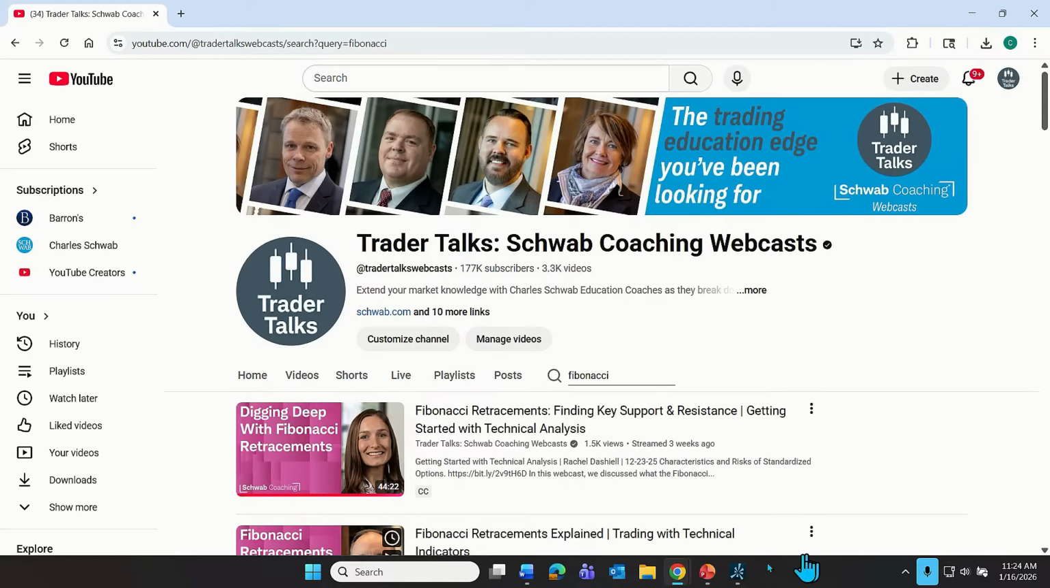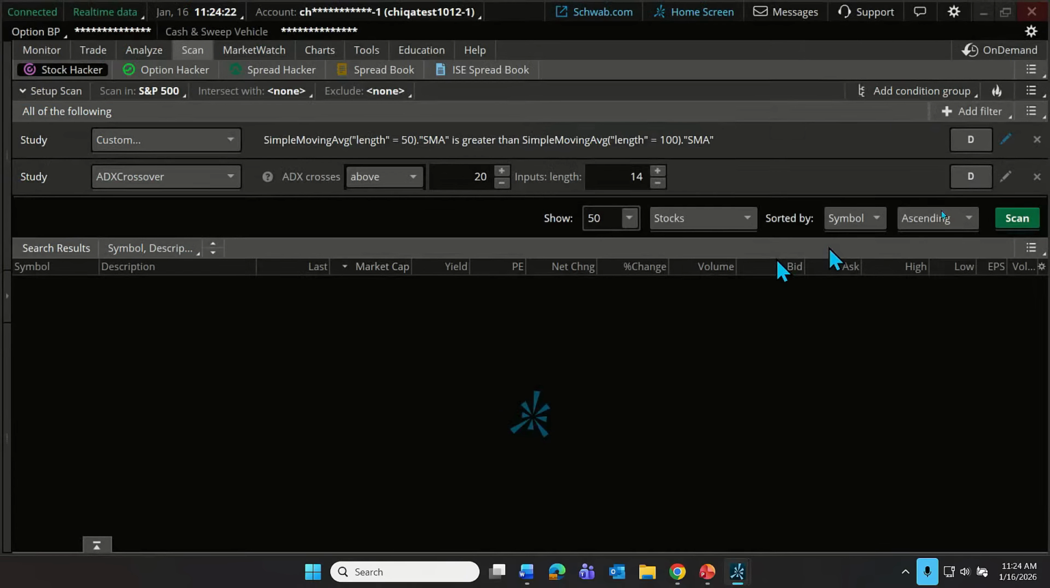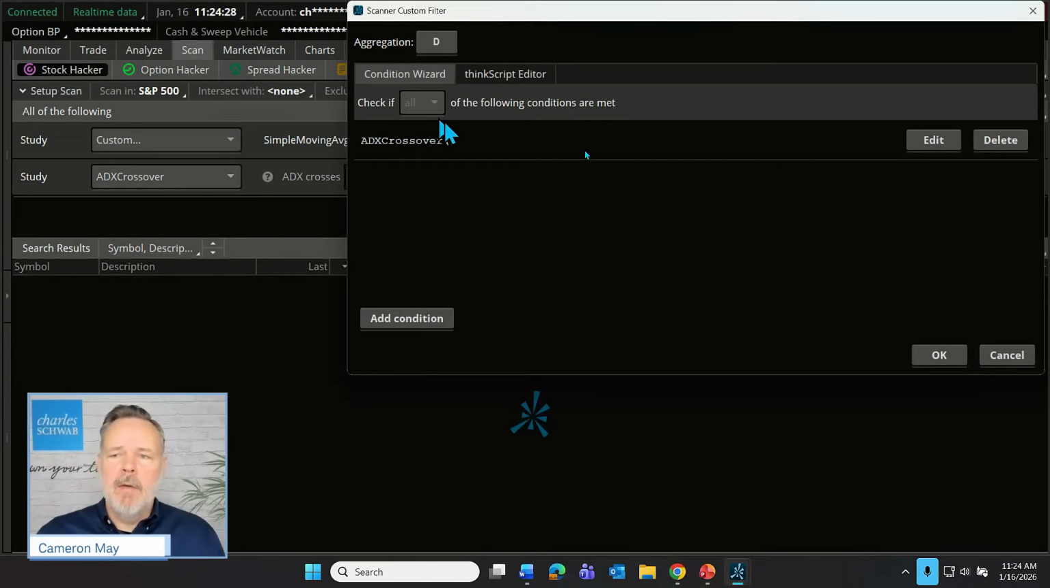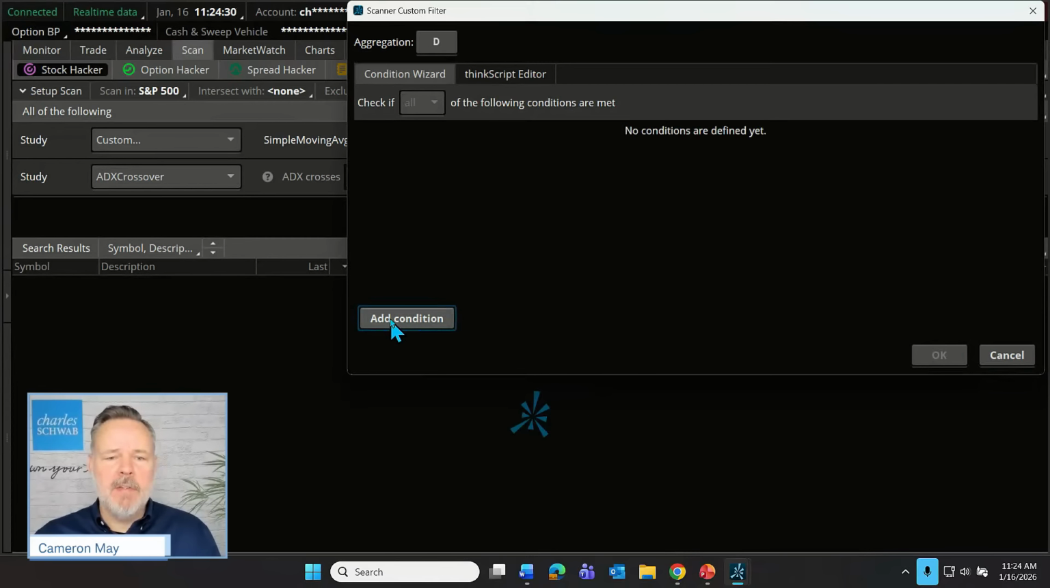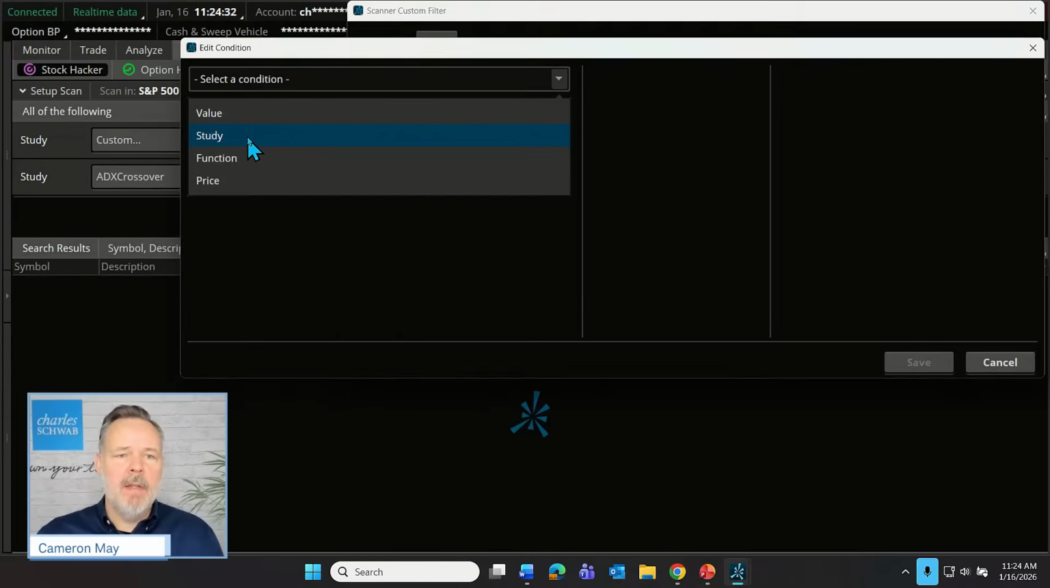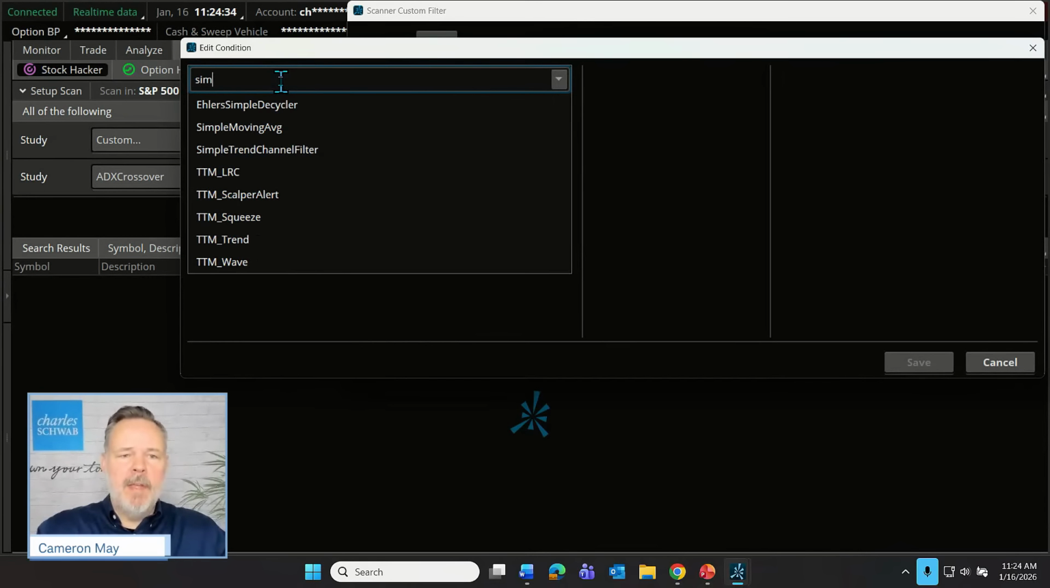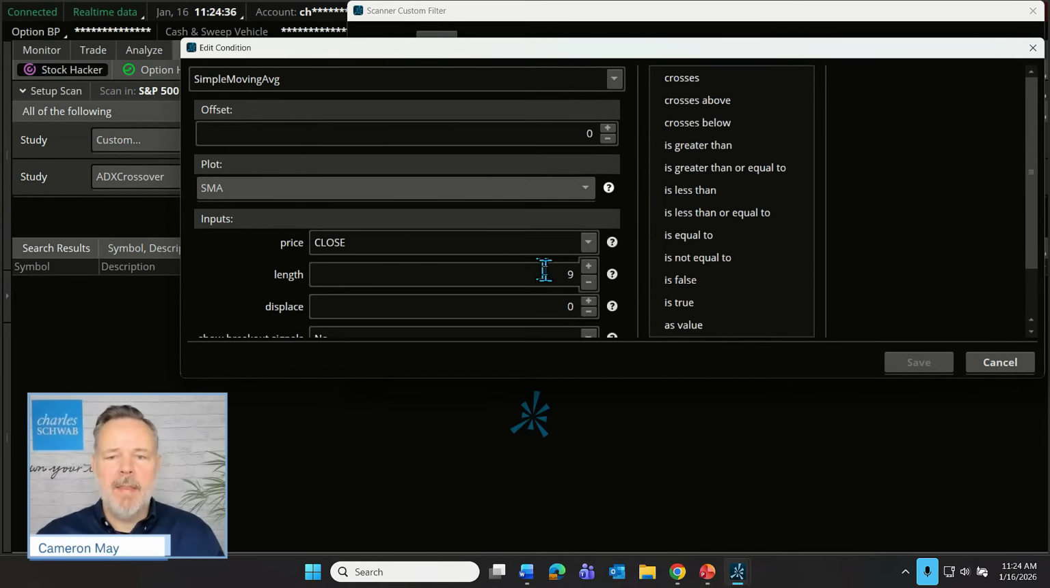Let's get back to our scan, though. And let's just repeat this process, except instead of a 50 versus a 100, it's just a 100 versus a 200. We're starting to develop those navigational skills. We just come here. It's a study, the simple moving average of one length, the 100, is greater than the simple moving average of a second length, the 200.